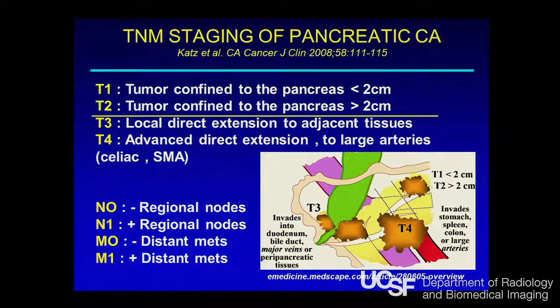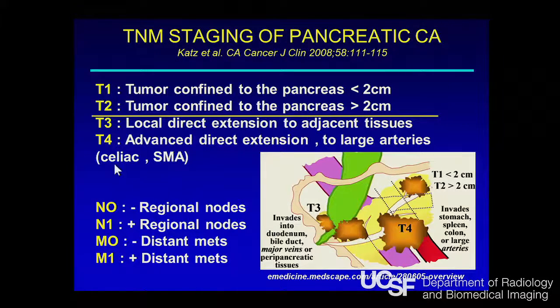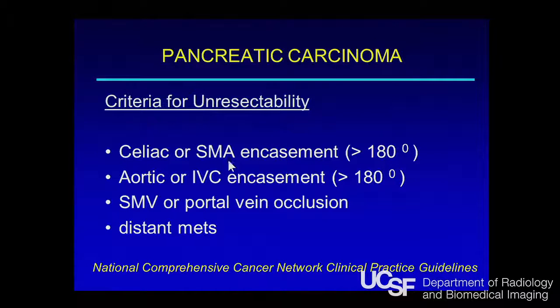TNM staging of pancreatic adenocarcinoma. T1 and T2 is where the tumor is still confined to the gland, and it's just a matter of the size of the lesion, less or greater than 2 cm. With T3, you have local direct extension to adjacent tissues. T4, more advanced direct extension and involvement of the larger arteries, celiac and SMA, making it unresectable.